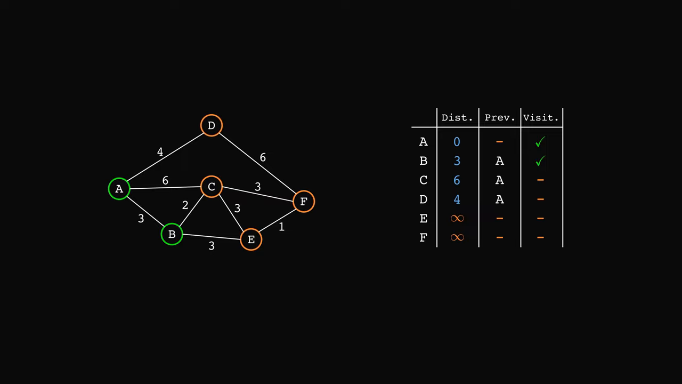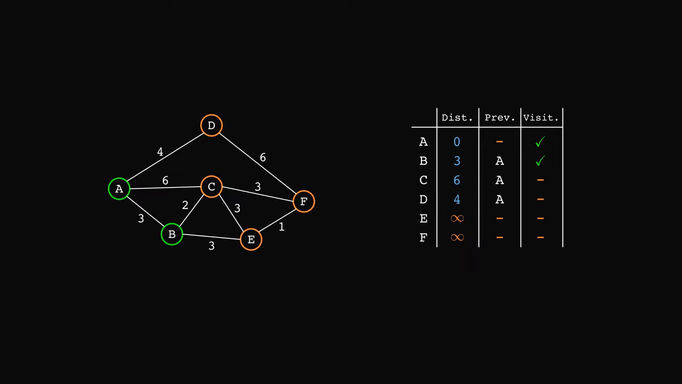B has connections to A, C, and E. A is already visited, and because our graph is undirected and the distance from A to B is the same as from B to A, we'll skip the vertices we already visited any time we encounter them. So we don't do anything with the distance from B to A and move to B's next neighbour, which is C. And now we have a situation.